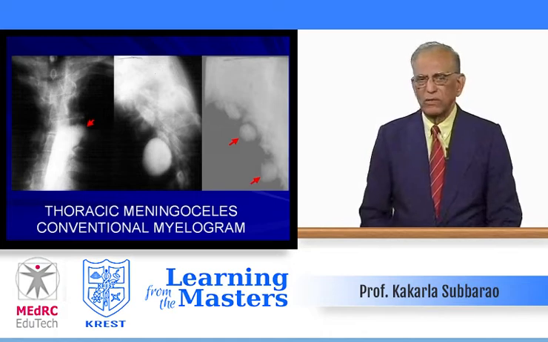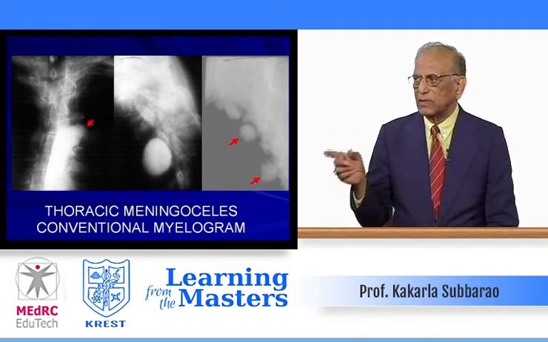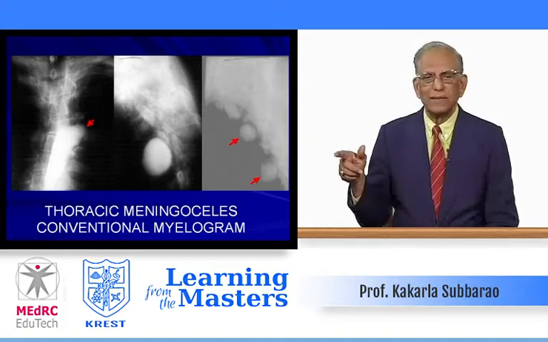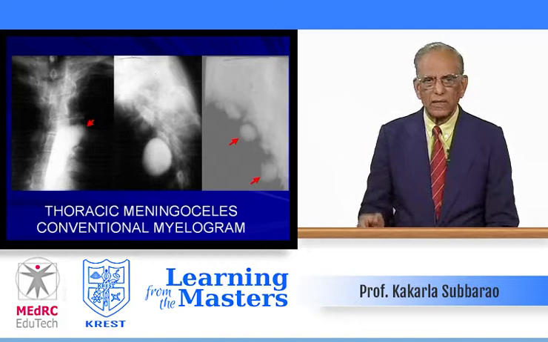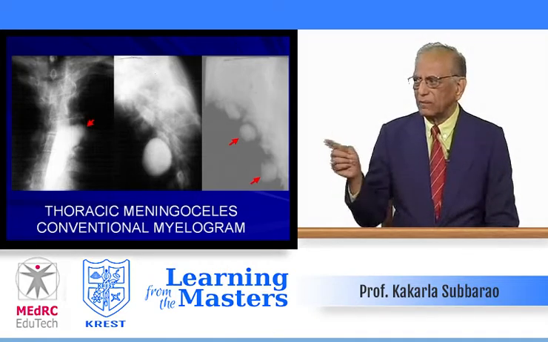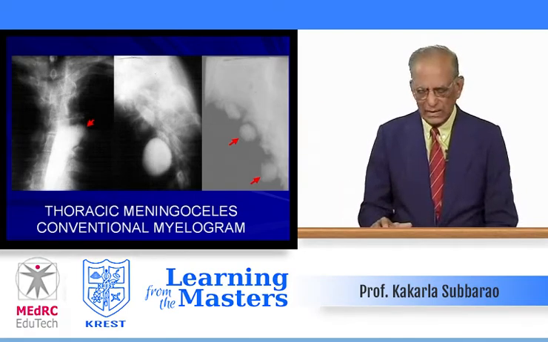Conventional myelogram, which we used to do to depict thoracic meningoceles, the lateral and anterior meningoceles. The one on your left shows a lateral one that almost looks like an aortic knob, but it's a myelogram. The one in the middle shows an anterior meningocele, and on your right side, multiple anterior meningoceles.